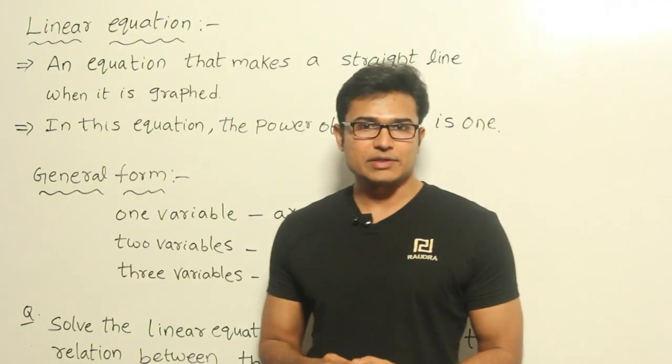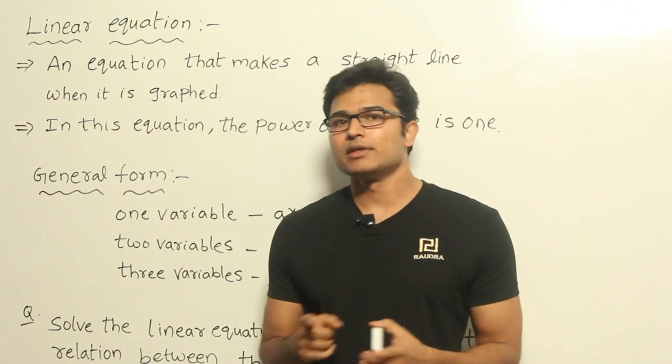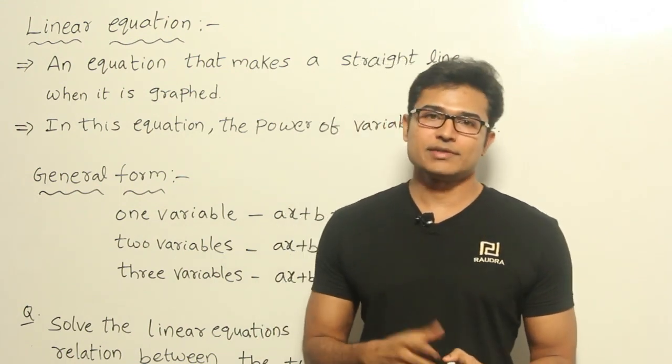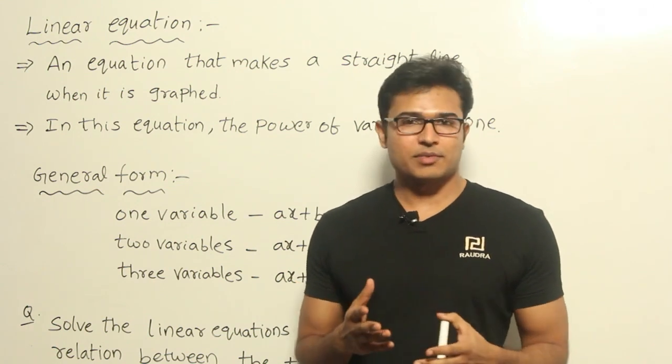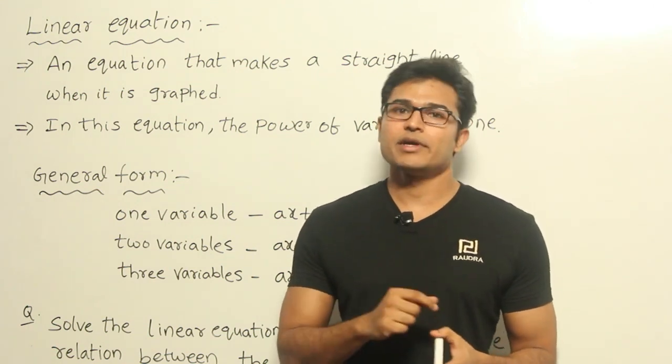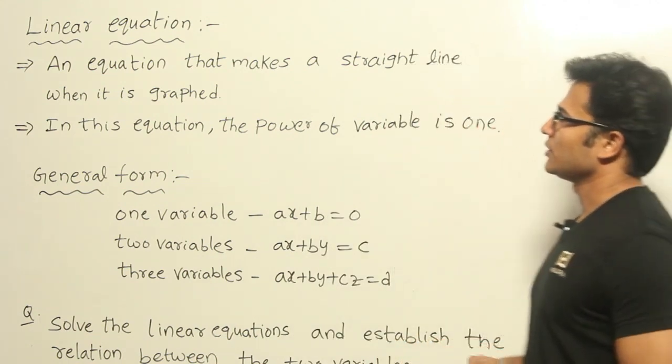Now let's see linear equations. A linear equation means if the power of any variable in the equation is 1, then we call it a linear equation. Now when you try to draw the graphical representation of a linear equation, you are going to get a straight line. Okay, so let's see this.